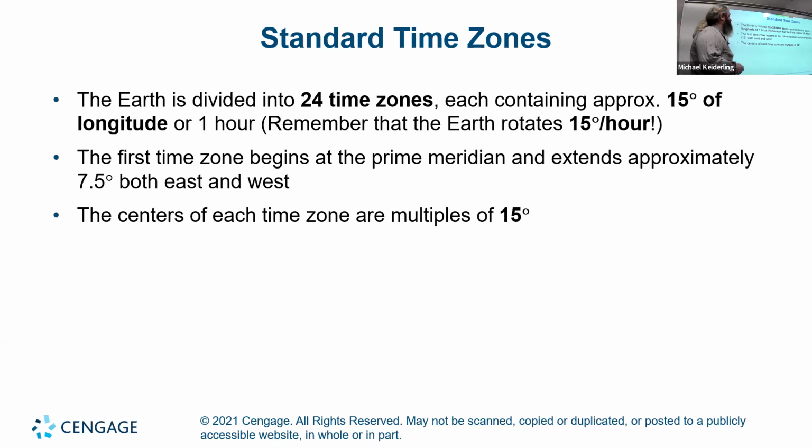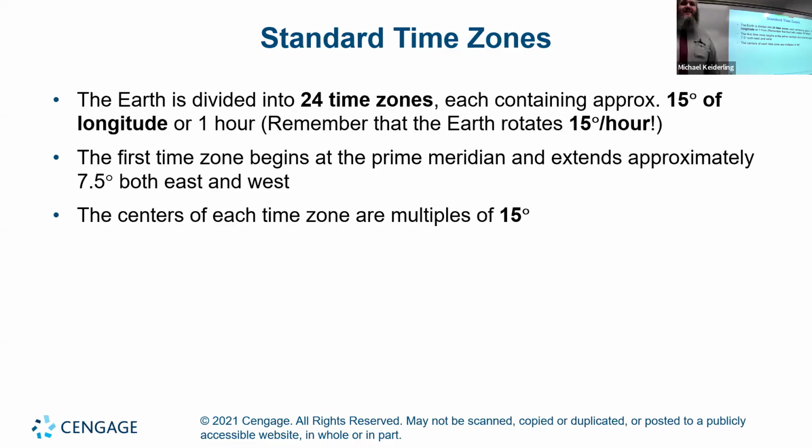The Earth is divided into 24 time zones, each containing approximately 15 degrees of longitude or 1 hour. Now, these time zones have been distorted by political decisions, so that they fit with borders or fit with where people are working.